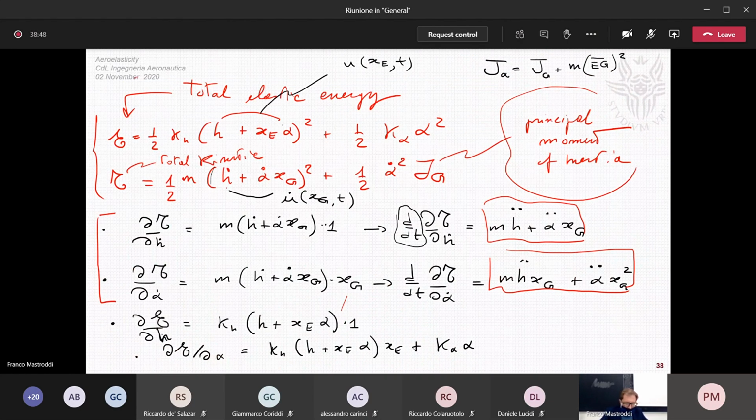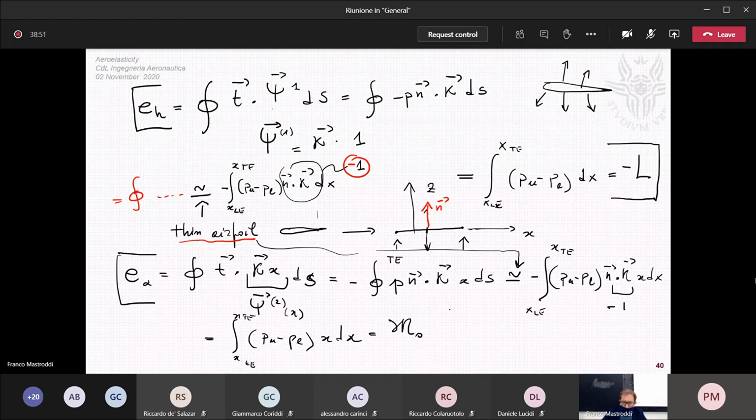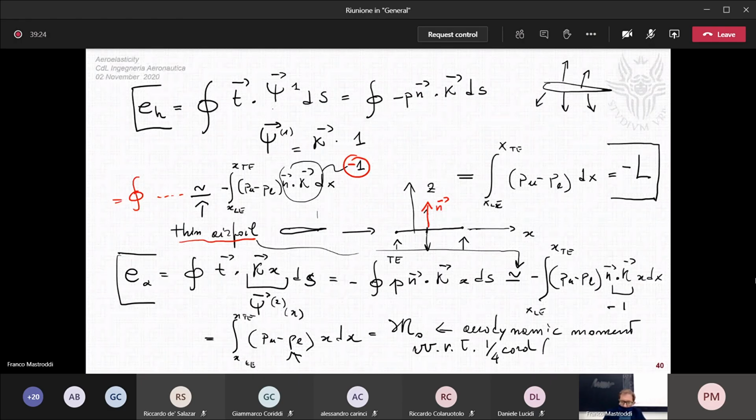Okay, and so we have this. So this is the aerodynamic moment. Why aerodynamic? Because this moment is due to the pressure distribution. So this is the aerodynamic moment with respect to 1/4 of chord, which is the origin of our axis.